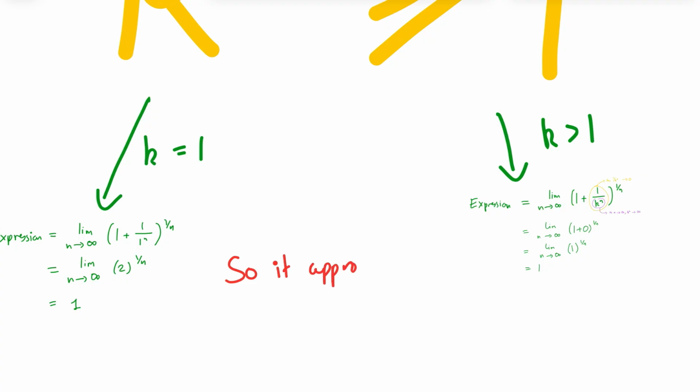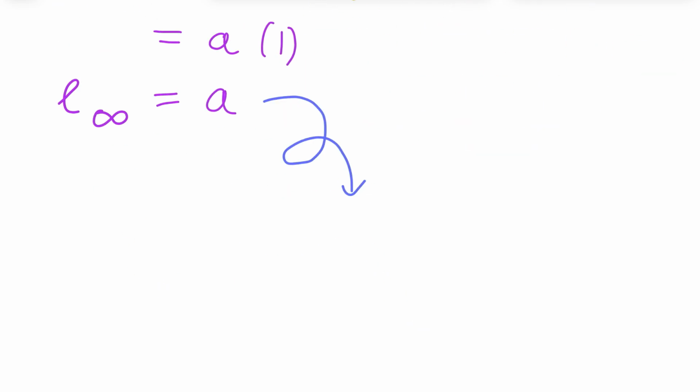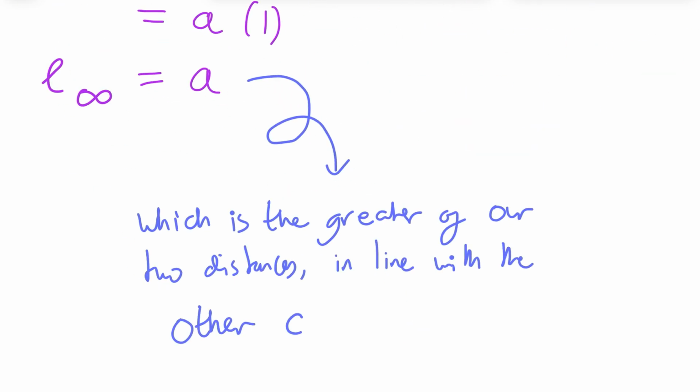So either way, we get this part here to equal 1, and so the entire expression is equal to a, which we defined as the greater of our two differences, which means that the two ways of defining L infinity are in fact one and the same.